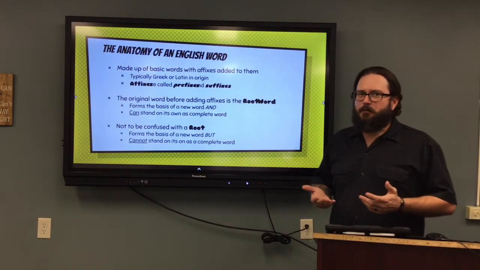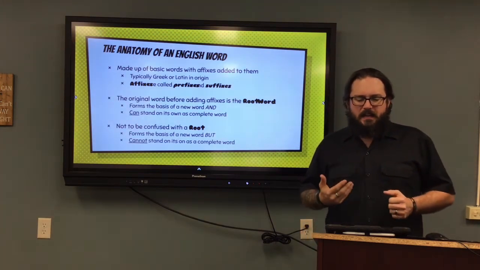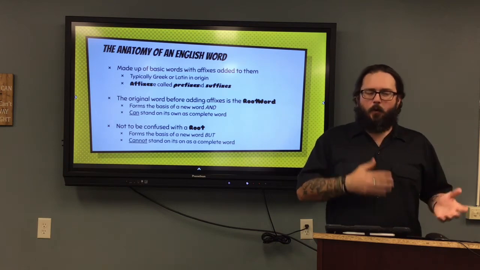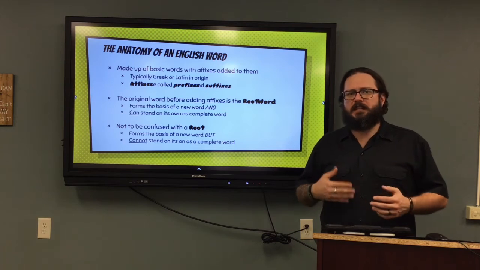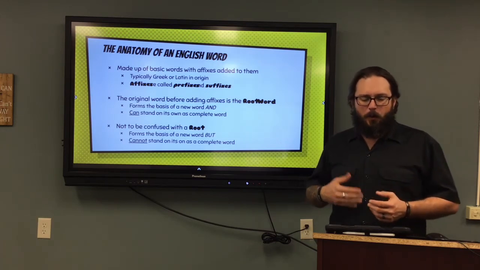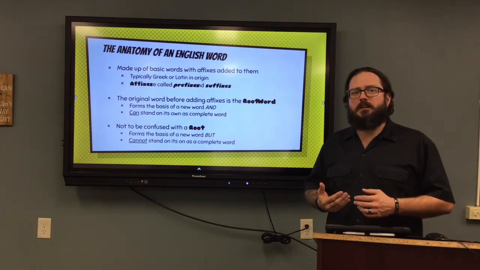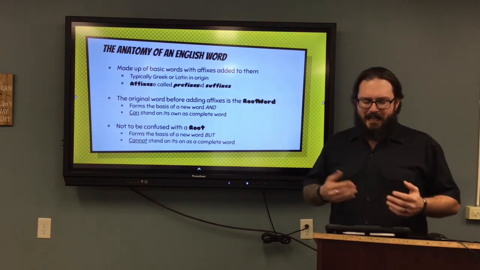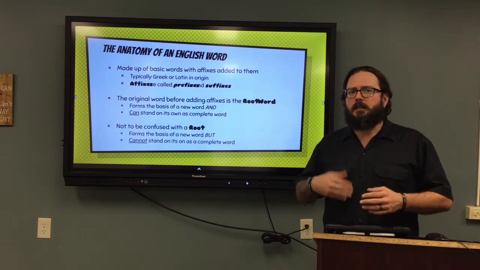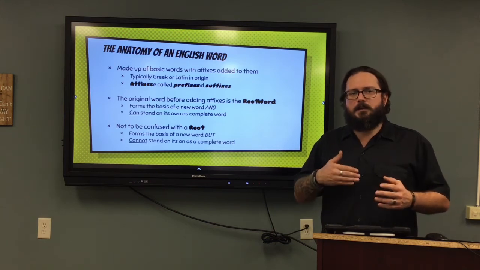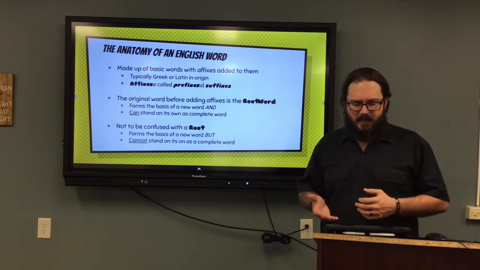What is the anatomy of an English word? Words are made up of what we call basic words that have affixes added to them. Typically, these basic words are Greek or Latin in origin. The affixes are what we know as prefixes and suffixes. So we will be looking at those a little bit more closely later on in the module. And in our next two lessons, we're going to examine some common prefixes and suffixes.